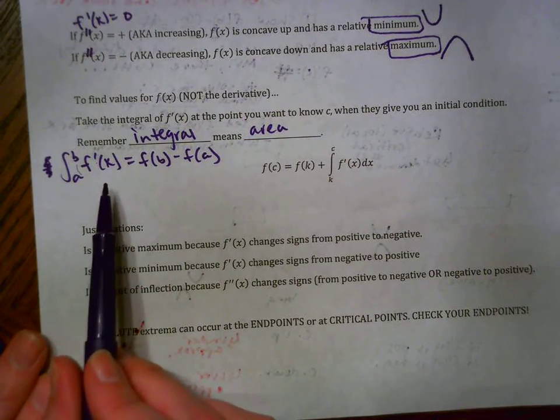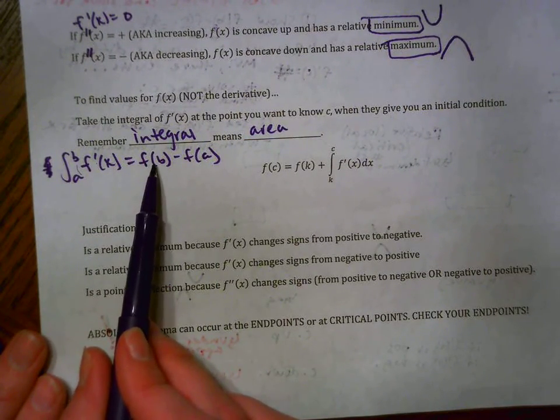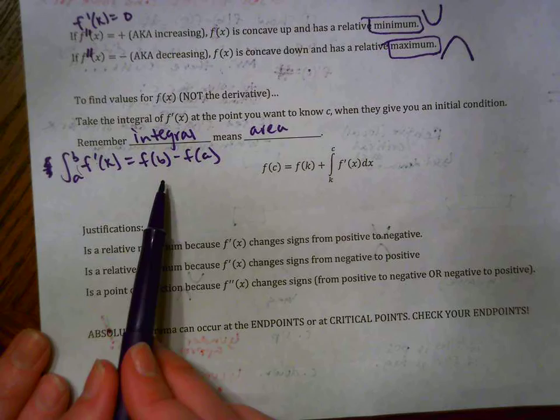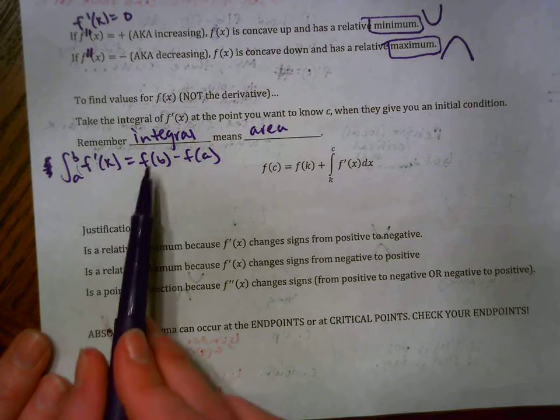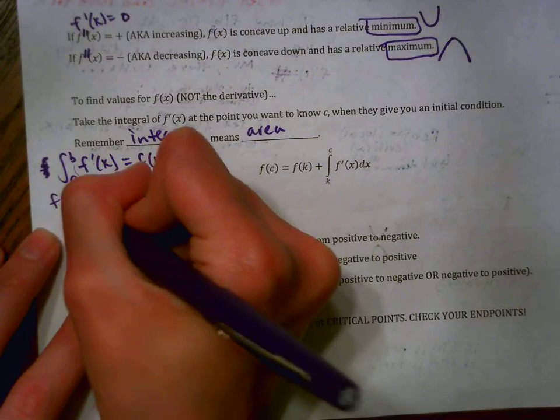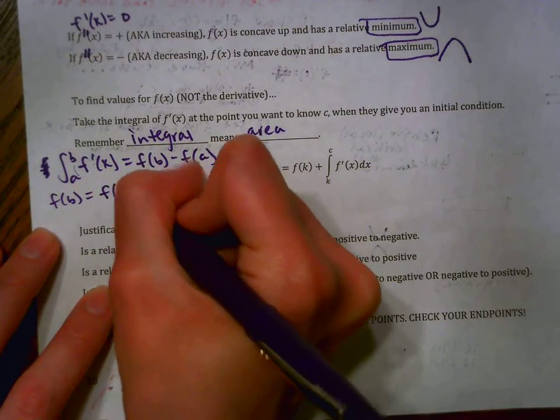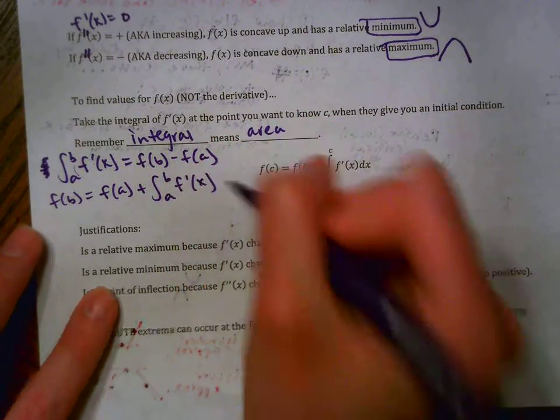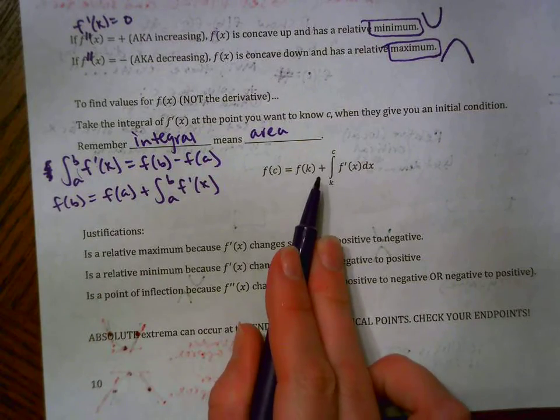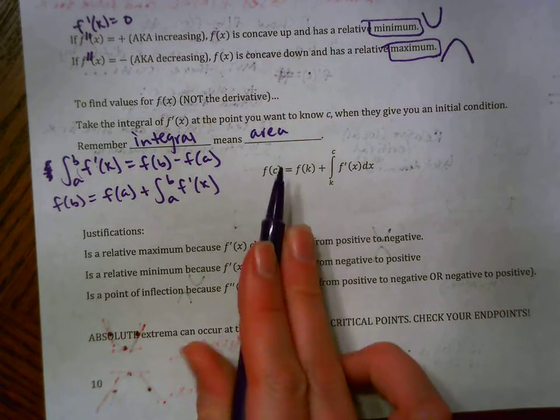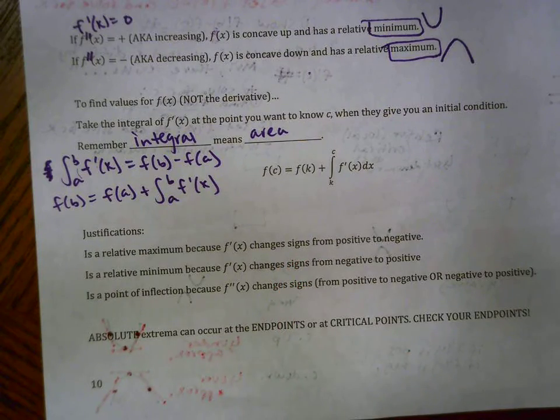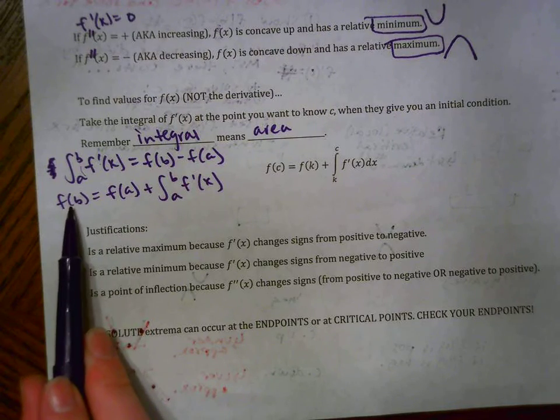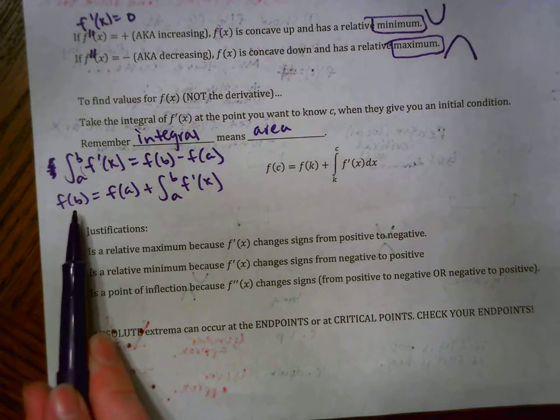So if I want to manipulate this to solve for just f of b, and f of a is like your initial condition they give you, you can move it over to the other side and add it. So then you'd be left with f of b alone equals f of a plus the integral from a to b of f prime of x. So that is the same thing. So just don't forget, you always have to add that initial condition and let f of b be the y value you're looking for.